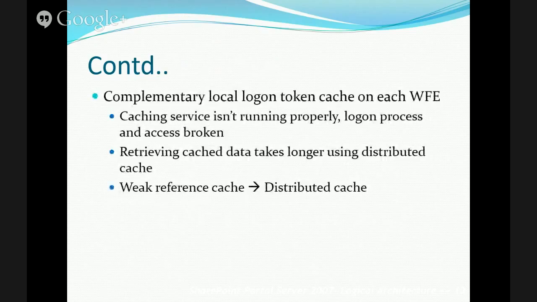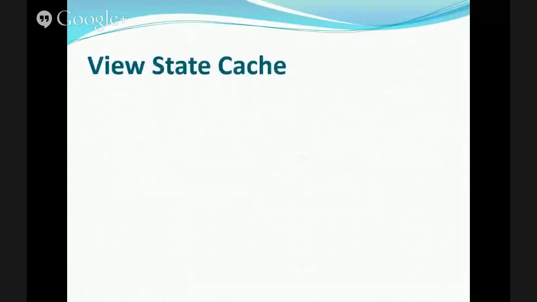So the distributed cache basically ensures that you don't stick to one particular web front end, but you are able to access multiple web front ends. Similarly, we have something called complementary logon token caches, as I told you. So we can have a distributed cache where you have the logon token, and you can also have a reference to the distributed cache logon token in your local web front end. But those are weak references, which means they can get exhausted and you may have to go back to the distributed cache. But there is a complementary cache as well.